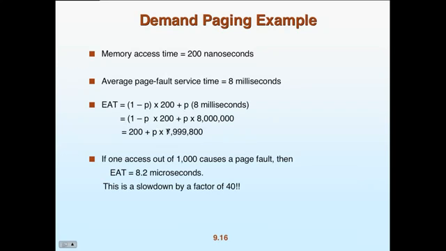Well, anyway, I'm not going to go through the entire calculation. You can go through it on your own. But we can use the same formula for the EAT that we've seen on the previous slide, plug the numbers in, and figure out, as a particular example, how effective it is going to be. So if one access out of 1,000 causes a page fault in this example, then the EAT is 8.2 microseconds. This is a slowdown by a factor of 40.